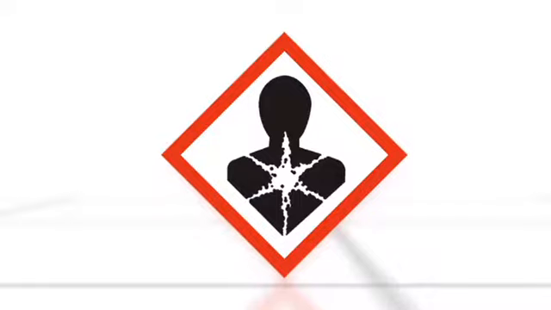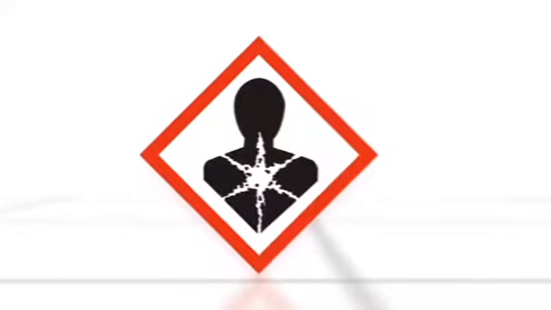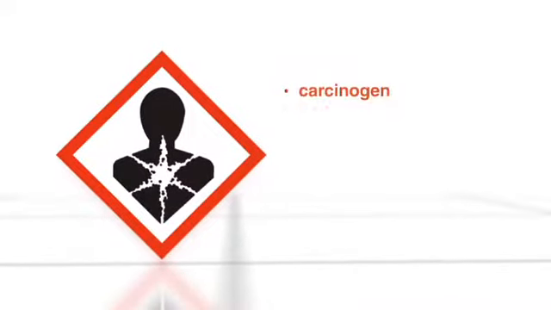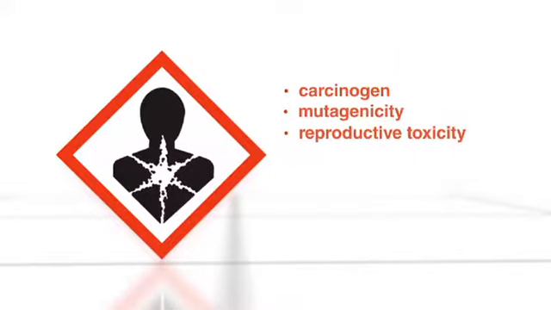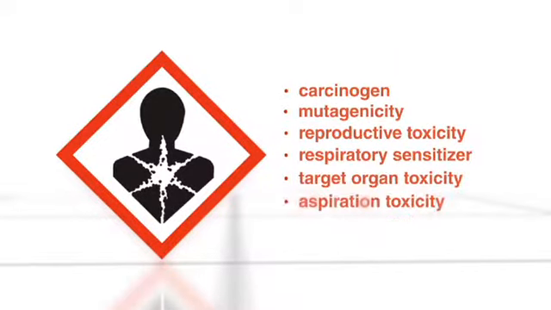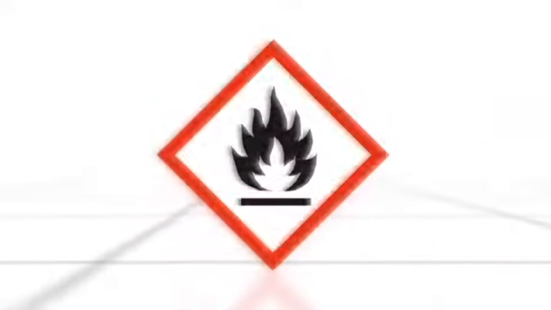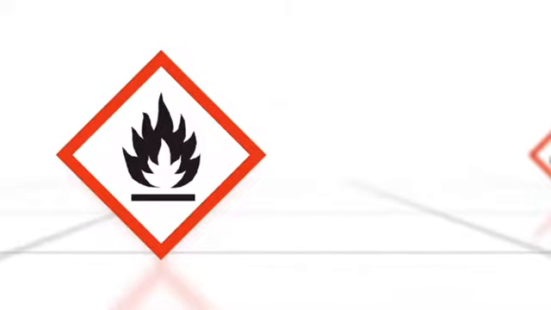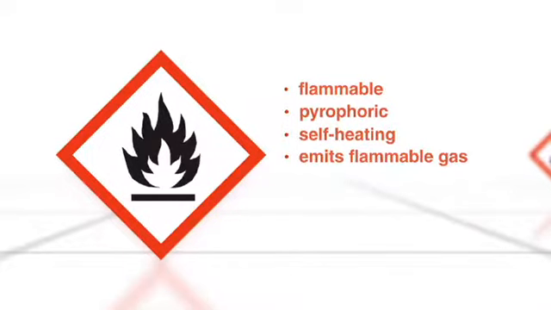The health hazard pictogram shows the outline of a person with a star in the center and applies to chemicals with one of these characteristics: carcinogen, mutagenicity, reproductive toxicity, respiratory sensitizer, target organ toxicity, or aspiration toxicity. The flame pictogram shows the symbol of fire in the center and applies to chemicals with one of these characteristics: flammable, pyrophoric, self-heating, emits flammable gas, self-reactive, or organic peroxide.